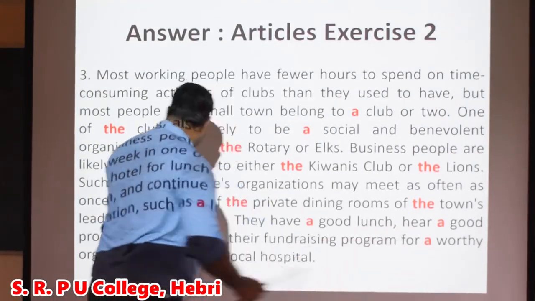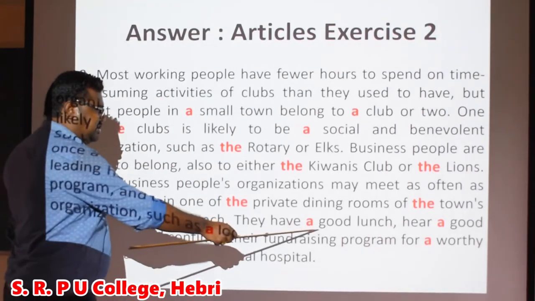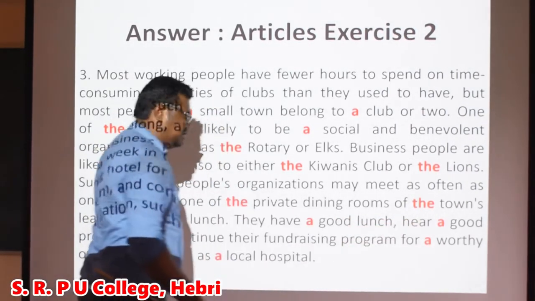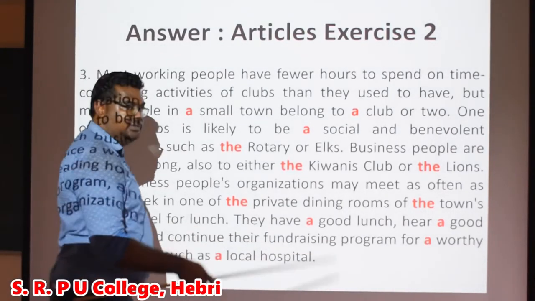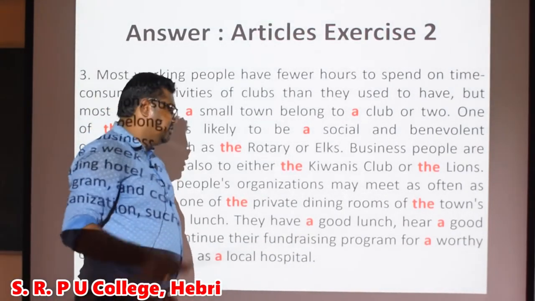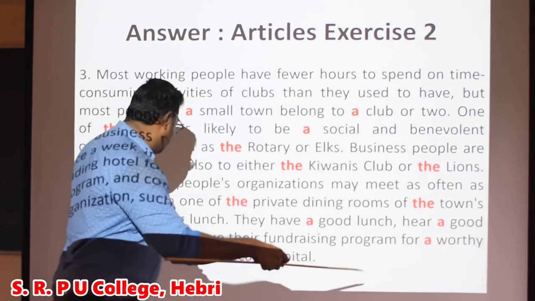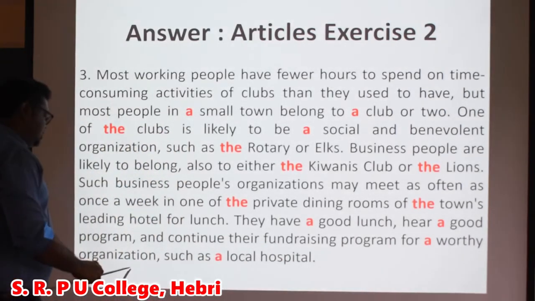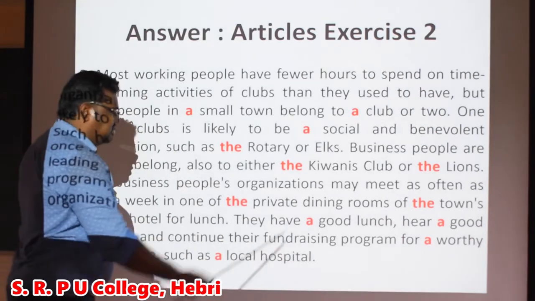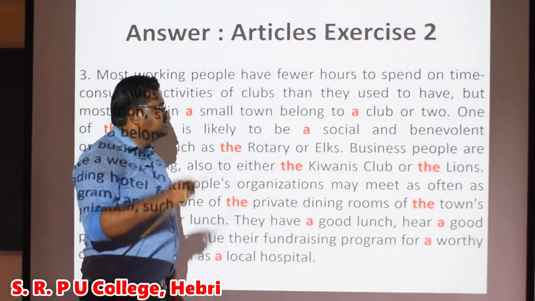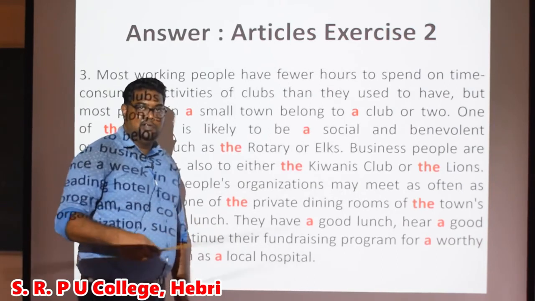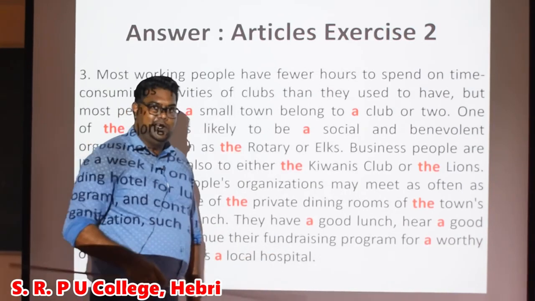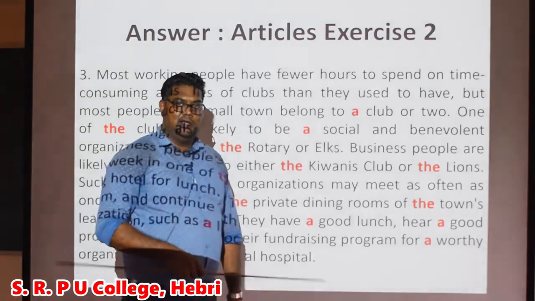Here, a good program. Here, G on both occasions becomes a consonant. And continue their fundraising program, a program which is intended to raise funds for a worthy organization such as a local hospital. So this is how, when we use an appropriate article, it becomes a meaningful paragraph. With this, we are going to wind up exercises regarding article.